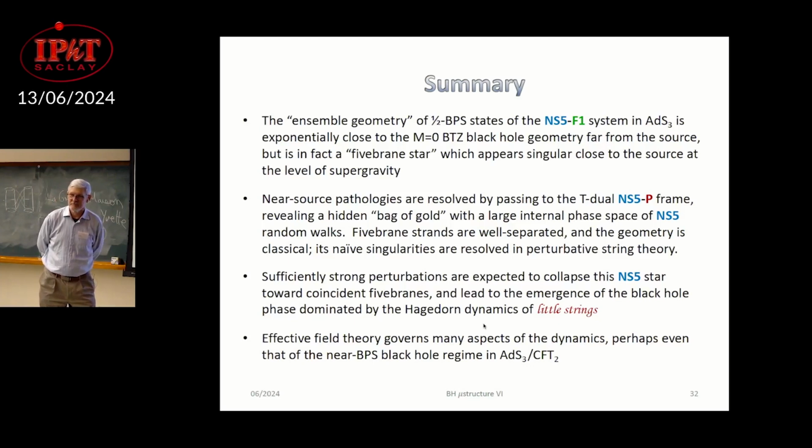And so part of your story was that although the full ensemble geometry is much bigger than a black hole, it seems that contained inside the system, there are states which look very much like a small black hole. Yes.